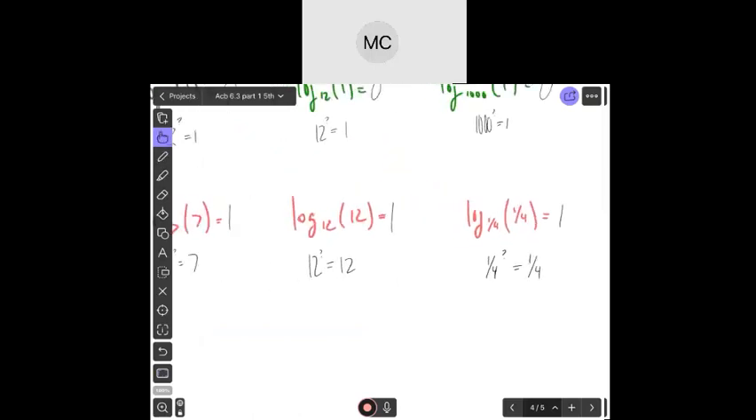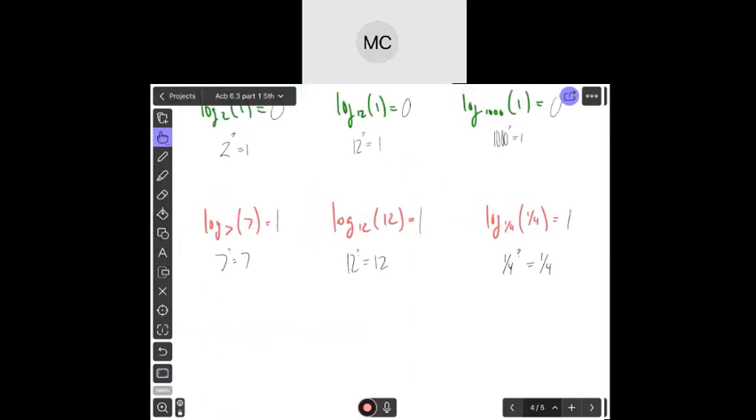What do you see? Anytime we take a log of 1, we get 0. What's the pattern here? Same number will equal 1. Okay. So if the base of the log and the argument of the log are the same, then the answer is always 1. Right? So if the base and the argument are the same, the answer is always 1.